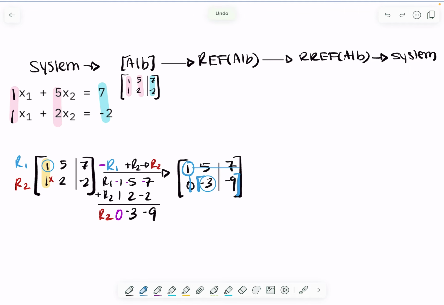There's no 0 in there, so we're good. And then we want to kill all of the entries below and make a 0, but there aren't any entries below it, so therefore we're done. This is in row echelon form.